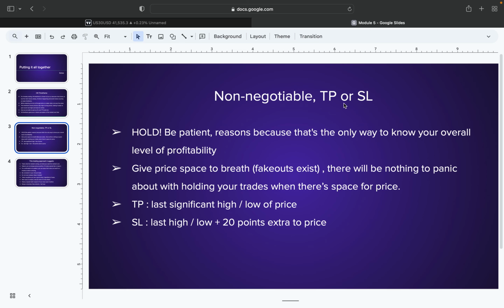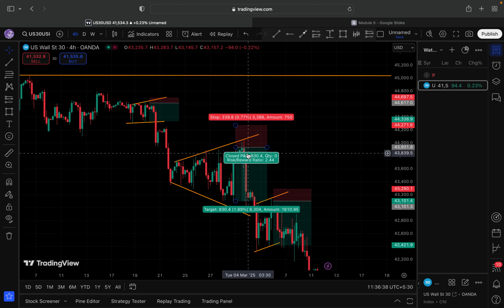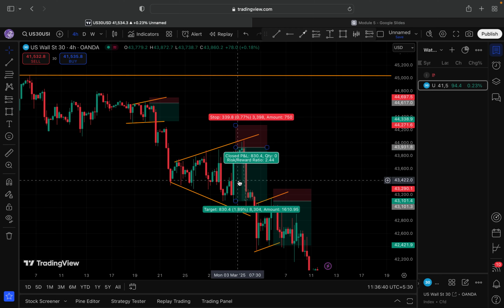Now, the next is giving price space to breathe, because fake outs exist. There will be nothing to panic about with holding your trades when there's space for price to breathe. Everything is interconnected to each other. Now, if you watch this chart, you'd see that this trade was a 1:2.4.